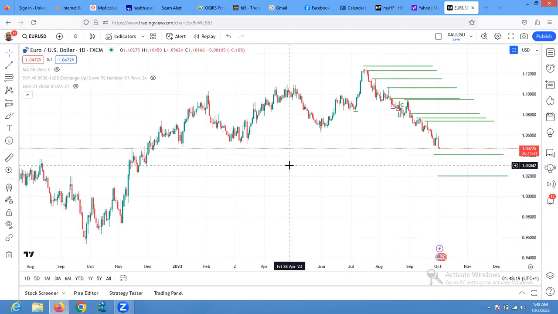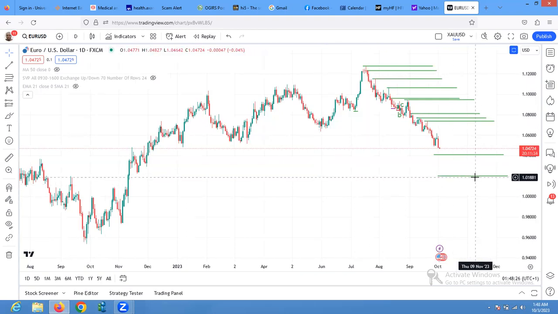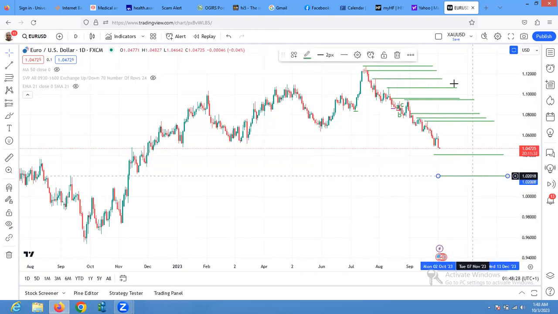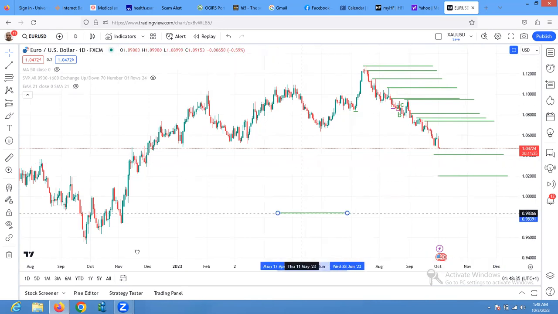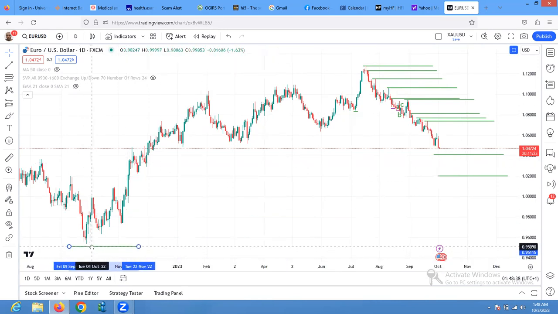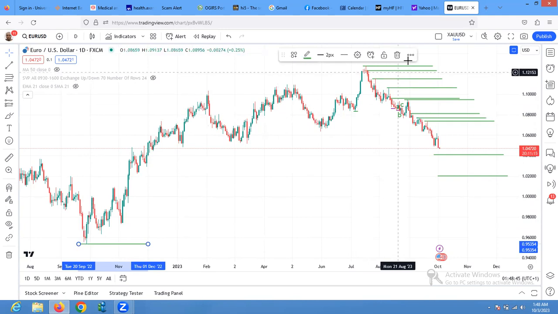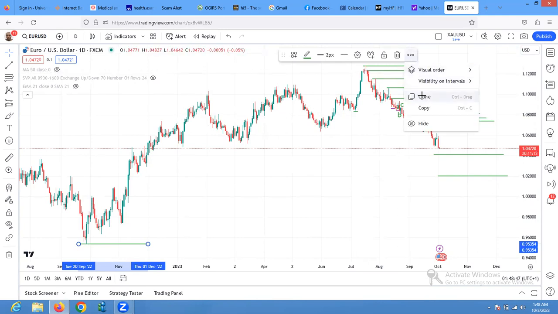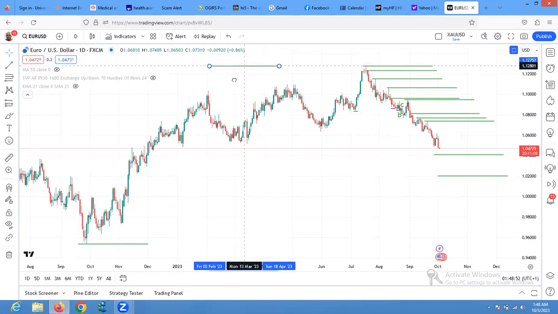So usually we are looking at reactions from some levels. So where are those levels? Let me mark those levels. We're looking at reactions from those levels because you have to look at all these things from different perspectives to see what price is likely going to do.